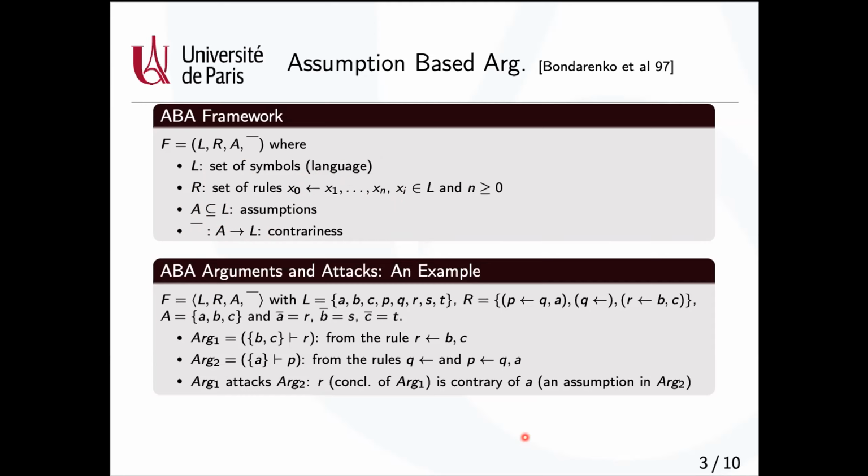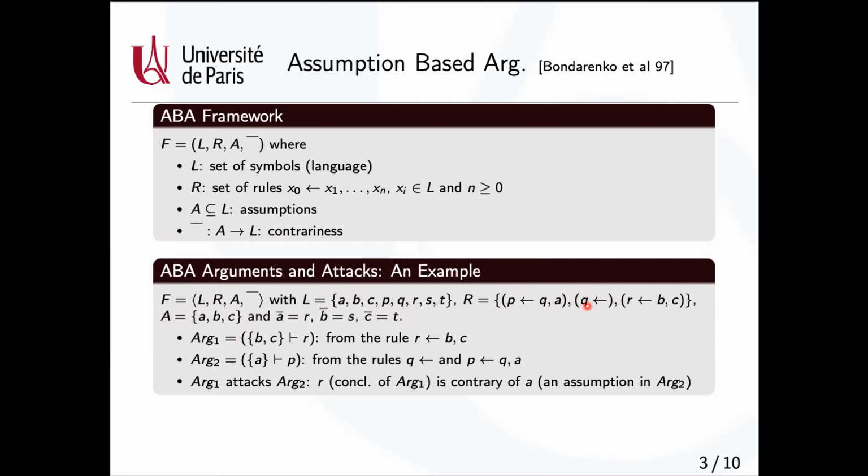So on an example, it might be clearer for people who are not really familiar with this framework. We have here this language with A, B, C that will be our assumptions. And as we can see here, P, Q, R, C or other elements of the language. Our rules are represented like this. So if Q and A are true, we can deduce P. Here, this is exactly as if we had a tautology.